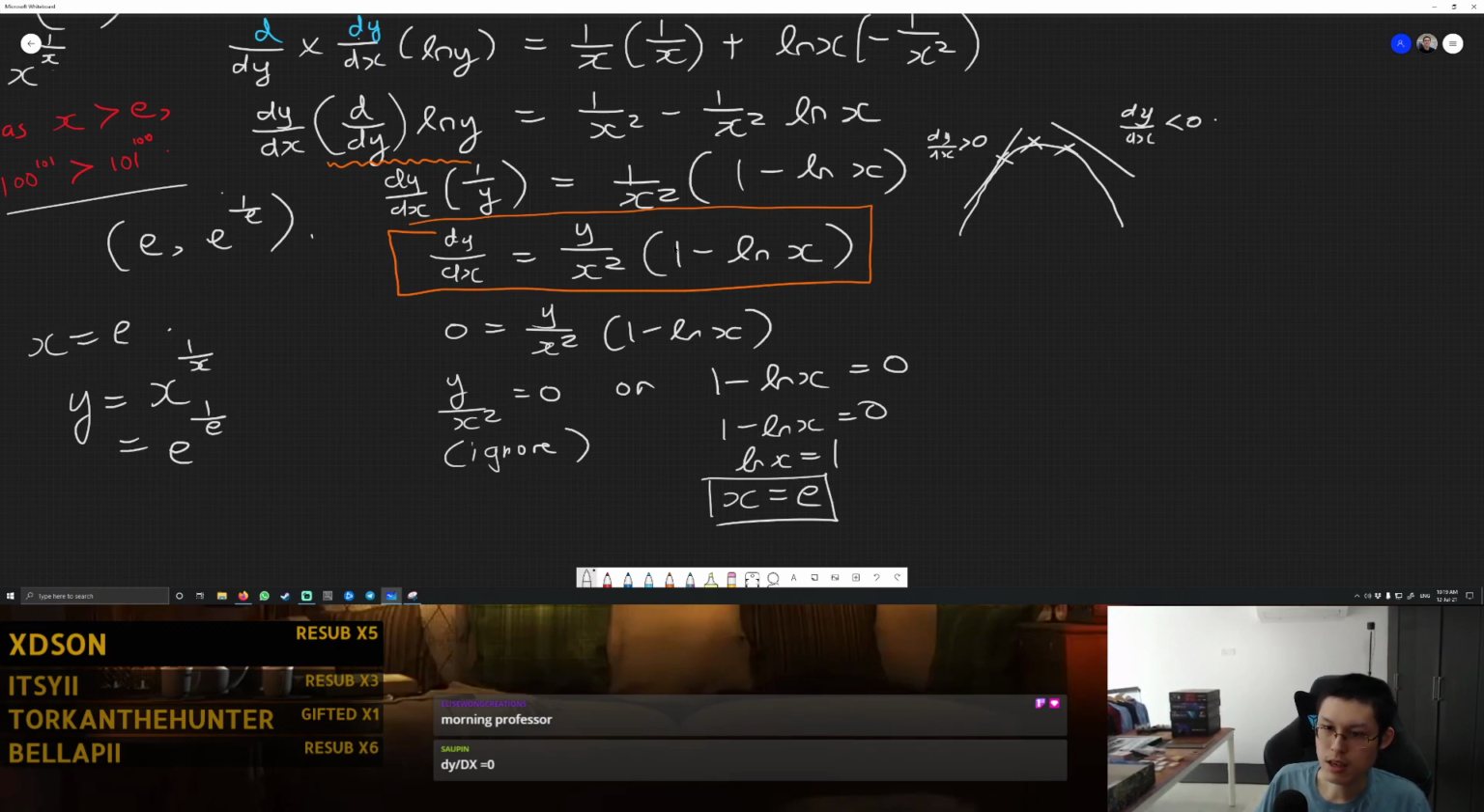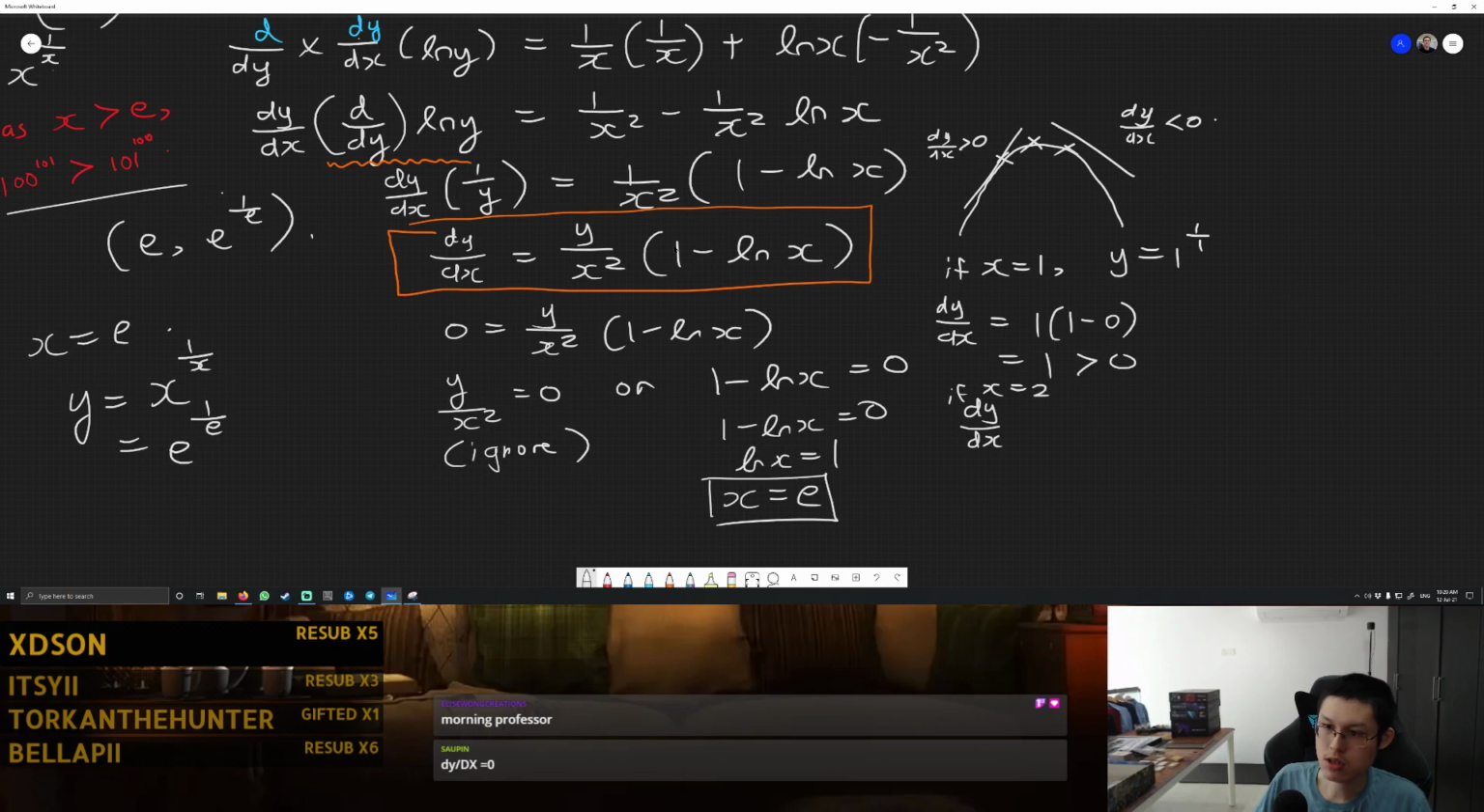So let's see, if we put something smaller than e, let's say we put x is 1. So if x is 1, what is my dy dx going to be? Well, if x is 1, then my y is going to be 1 to the power 1 over 1, which is just 1. So we have 1 times 1 minus ln 1. ln 1 is 0. So we get 1, which is more than 0.